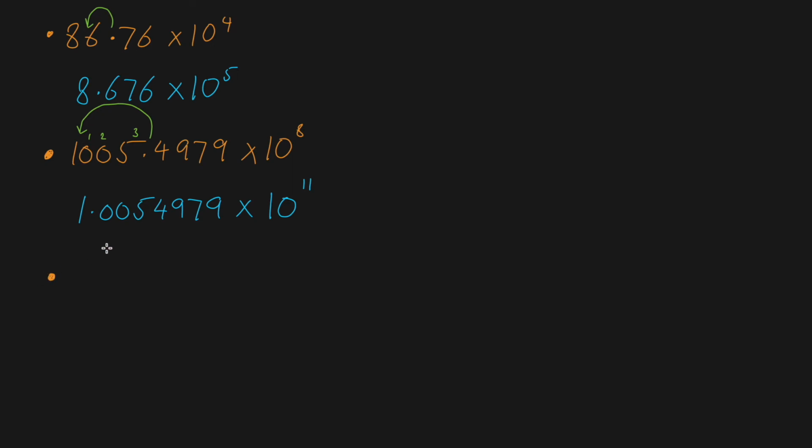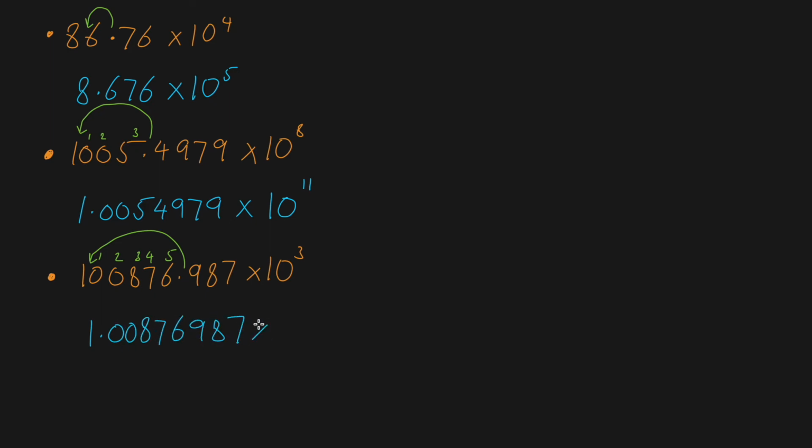Again, let's have another example. 876.987 times 10's power 3. Again, same thing, a really huge value going to the left side, passing 1, 2, 3, 4, and 5 digits, passing 5 digits to the left, and we will have the value 8.76987 times 10's power. As we already know, we crossed 5 digits, so 3 plus 5, 8.